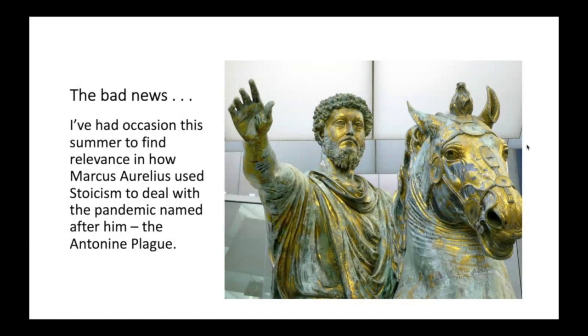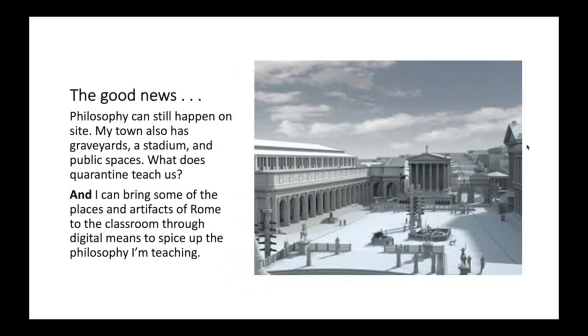The bad news is that I've had occasion this summer to find relevance in how Marcus Aurelius used Stoicism to deal with the pandemic that happens to be named after him, the Antonine Plague, Marcus Aurelius Antoninus. But the good news is that philosophy can still happen on site. Where I live also has graveyards, a stadium, public spaces, and for that matter, quarantine perhaps can teach us something. So I can use that in my own pedagogy.